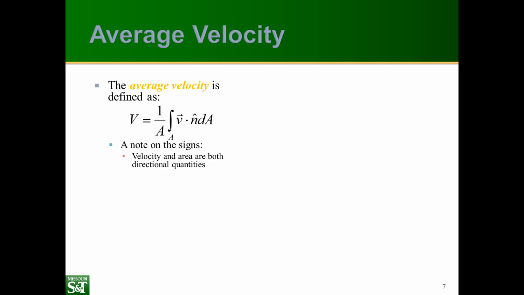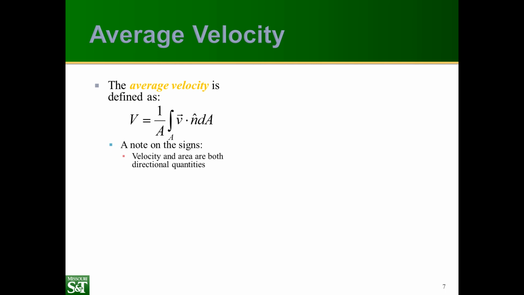We can also look at averaging the velocity. Now, the average velocity is just defined as integrating velocity over area, then dividing by area. So you're just summing and dividing by the total number of samples to get the average. However, it's important to note here that we have this dot product. So velocity and area here are both directional quantities. You have a unit normal vector on your area. So we need to have the sign of this dot product.